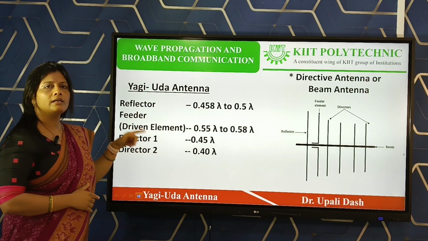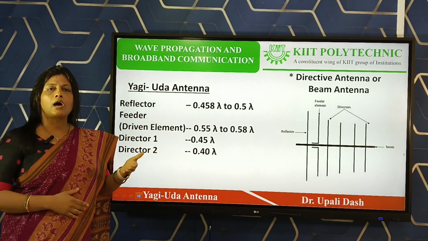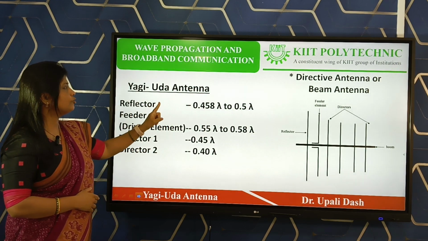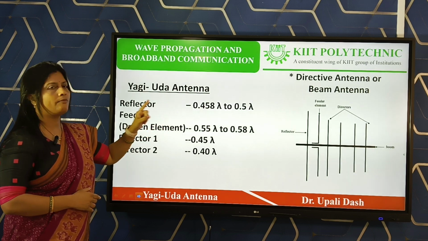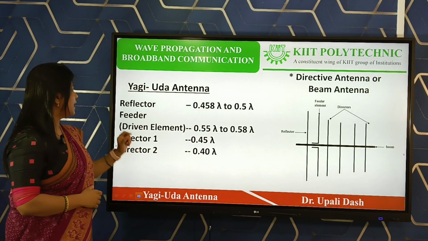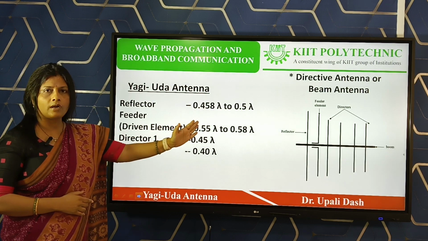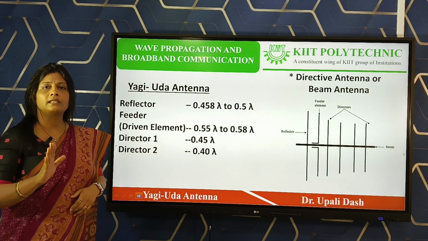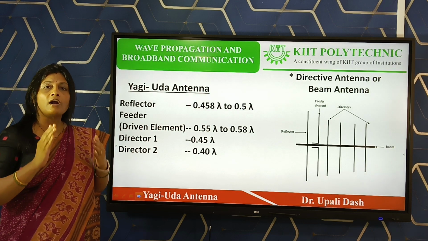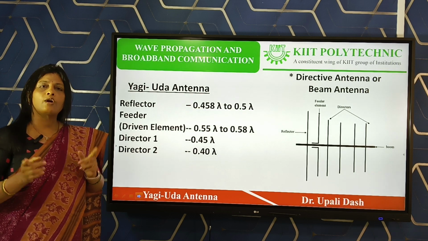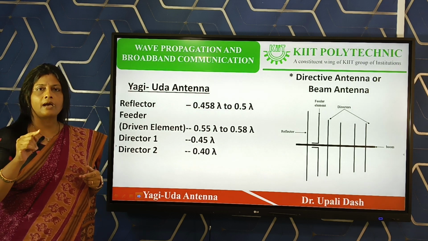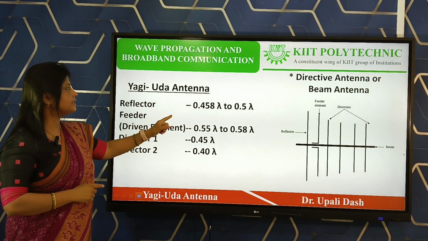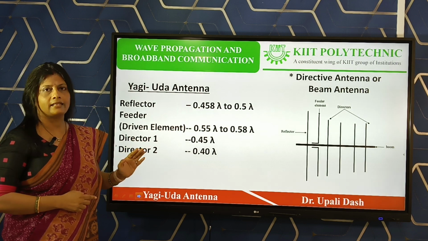These are the formulas by which we can have an idea of how the elements in the Yagi-Uda antenna should be spaced. The reflector length should be 0.5 lambda to 0.58 lambda. And the driven element, or the feeder, the second one, should have a length of 0.55 lambda to 0.58 lambda. Lambda is nothing but the wavelength. Wavelength means at what frequency the antenna is going to operate. Accordingly, the frequency is equal to c by lambda. We have a lambda value for the operating frequency, and that lambda value is related to the reflector and feeder element lengths.